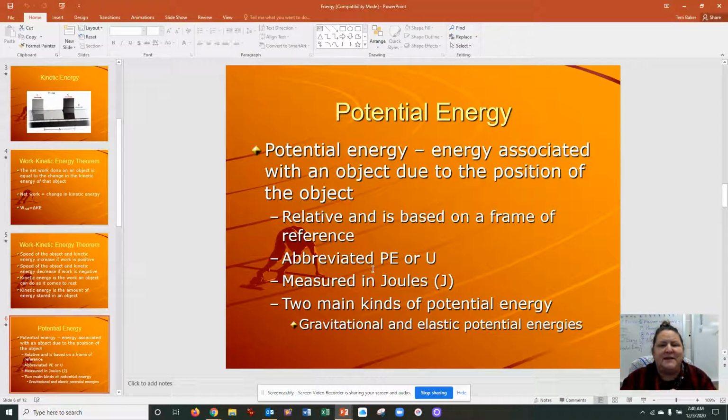Potential energy is the energy associated with an object due to its position. So you're like, what? Due to its position? Okay, it's relative and based on a frame of reference. It's abbreviated PE, measured in joules, and there are two kinds of potential energy: gravitational and elastic. So let's go back to the part where it's due to the position of an object.